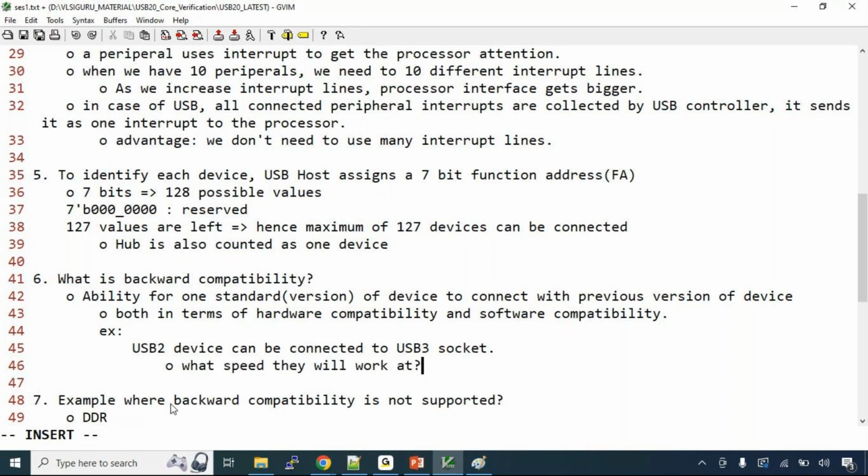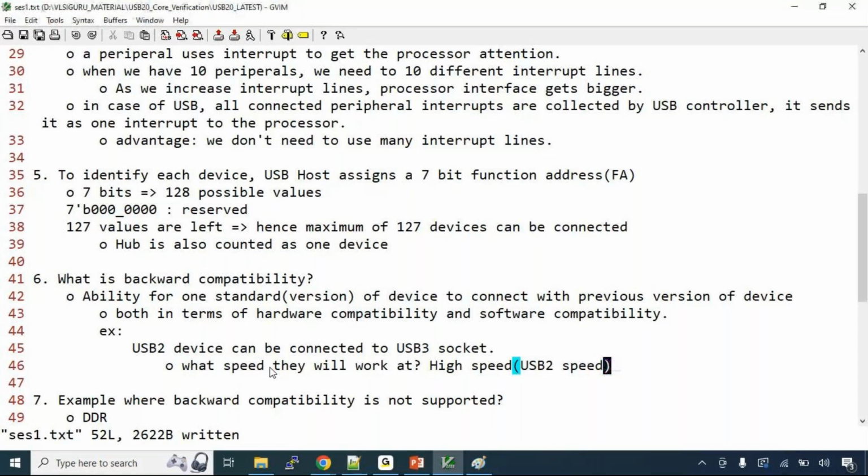Will they work at USB high speed or super speed? Can you tell me? They will work at high speed. That is nothing but the USB 2 speed, because whichever is the lowest, they will pick.